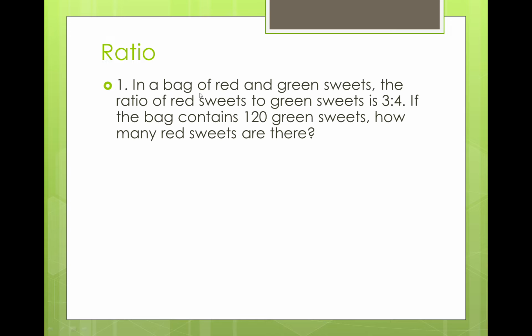So now we have here ratio. In a bag of red and green sweets, the ratio of red sweets to green sweets is 3:4. If the bag contains 120 green sweets, how many red sweets are there?